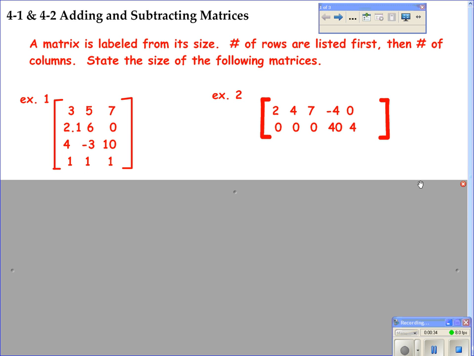So write down these two matrices. We're going to use them in the examples down below. And in that first matrix, that's a 2.1, not a 16 in the middle. It's 2.1 and then 6 and then 0.